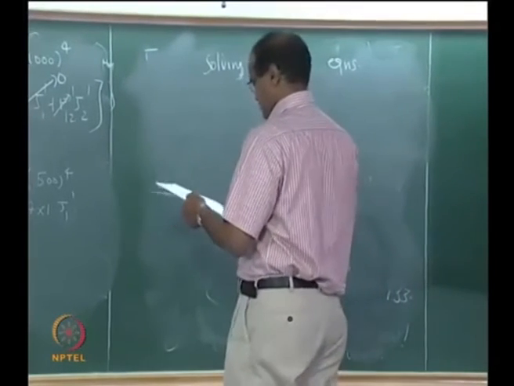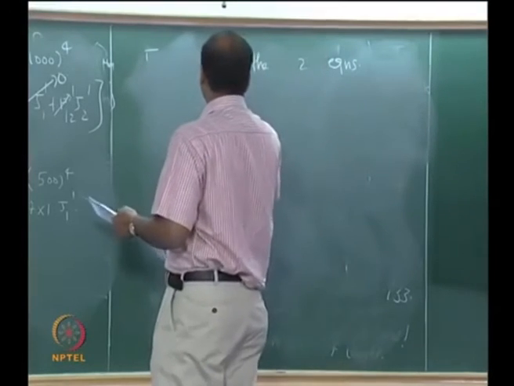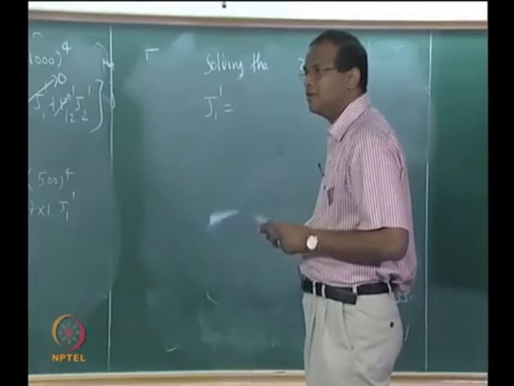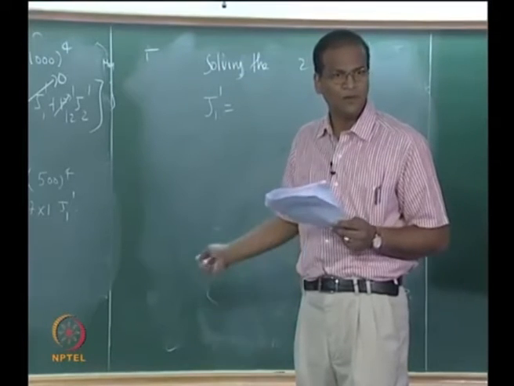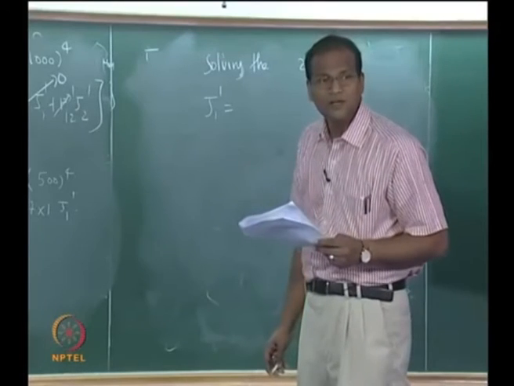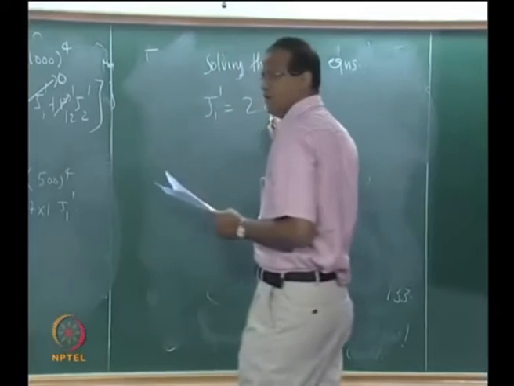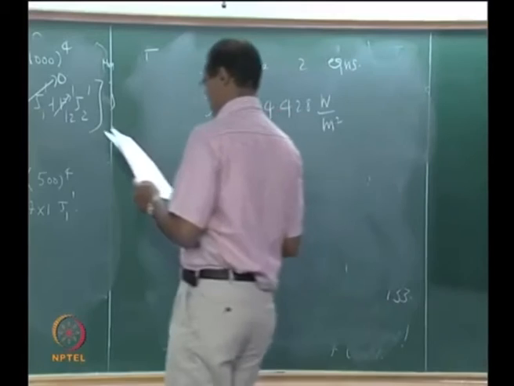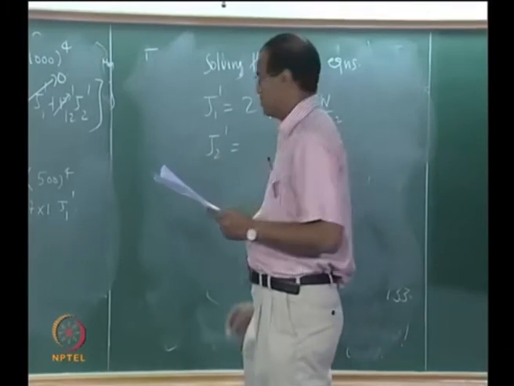Solving the two equations. Any problem with that? 24,000. Abhishek, did you get it? Ramanujam, you got it? 24,000 428. 24,428 watts per meter square. J2 dash and J21, 17,000.